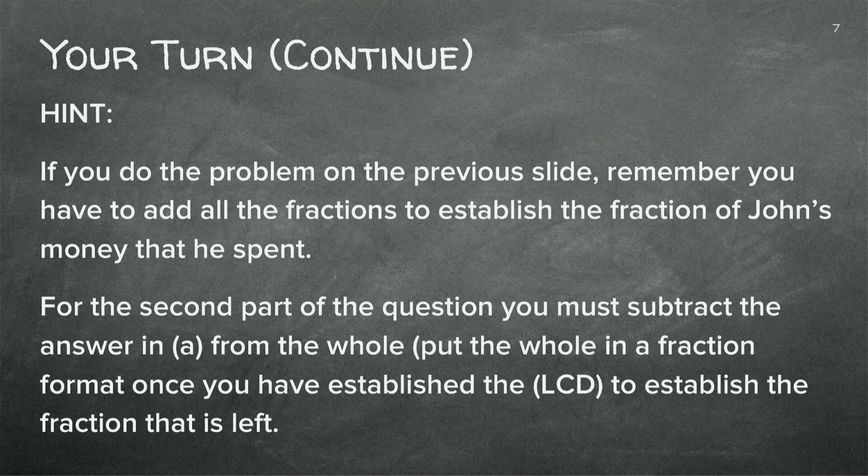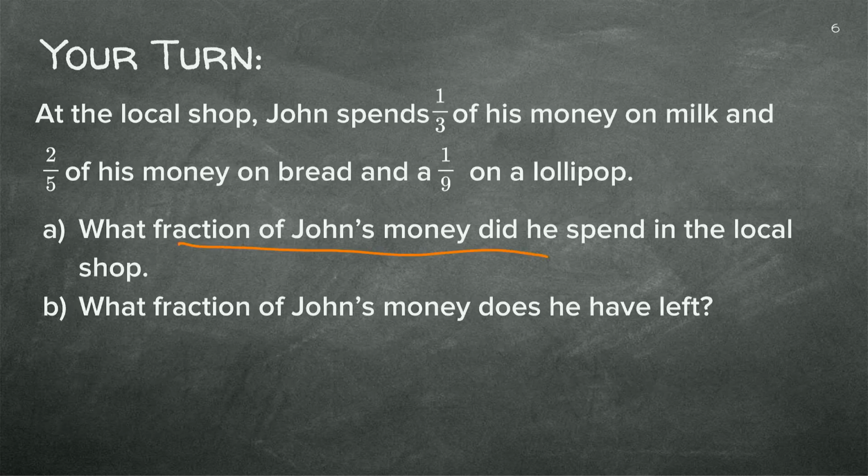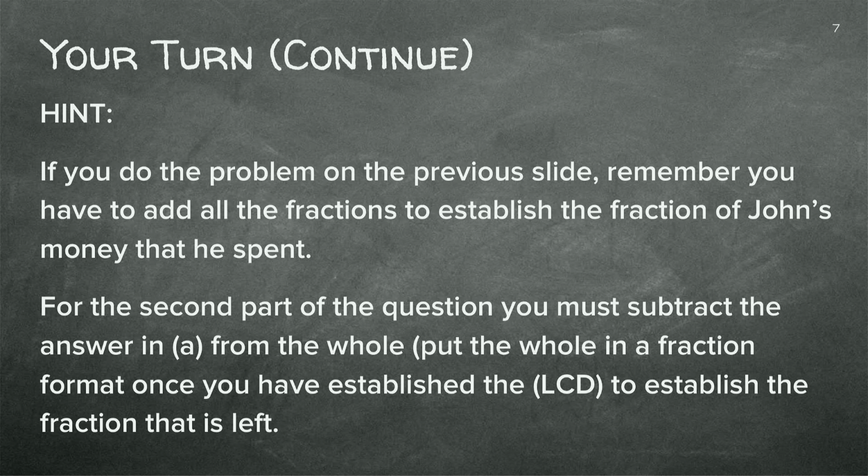If you had a problem on the previous slide, remember you have to add all the fractions to establish the fraction of John's money that he spent. So you first have to add to find out the part of his money he spent. And then for the second part of the question, what fraction of John's money does he have left? You just have to subtract the answer from the whole to find out how much he's got left. So I want you to stop and do it, and then we're going to do it together.